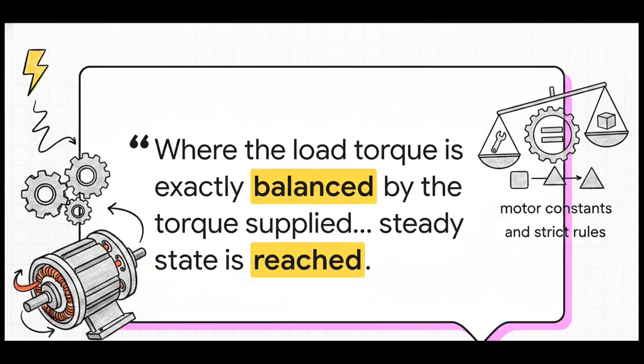Professor Kanen actually has an elegant summary that perfectly encapsulates everything we've unpacked today. He says, "So where the load torque is exactly balanced by the torque supplied by the motor, that is when steady state is reached." It's a great reminder of how electrical voltage and mechanical physics are in this constant, ongoing negotiation with each other, strictly following the rules set by the motor's constants.